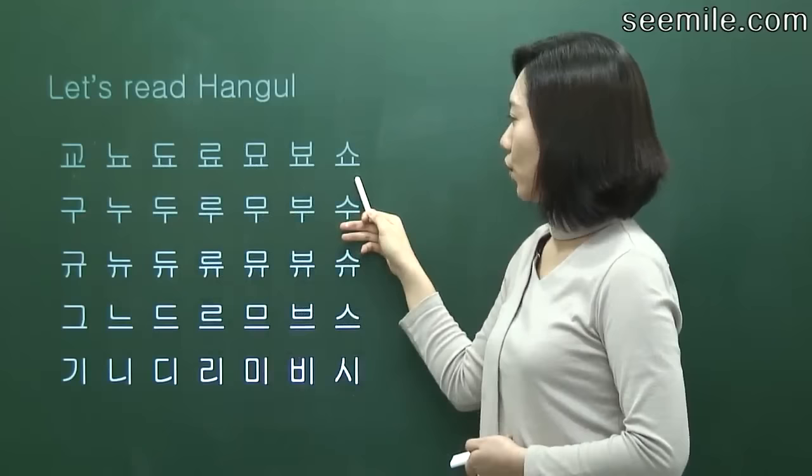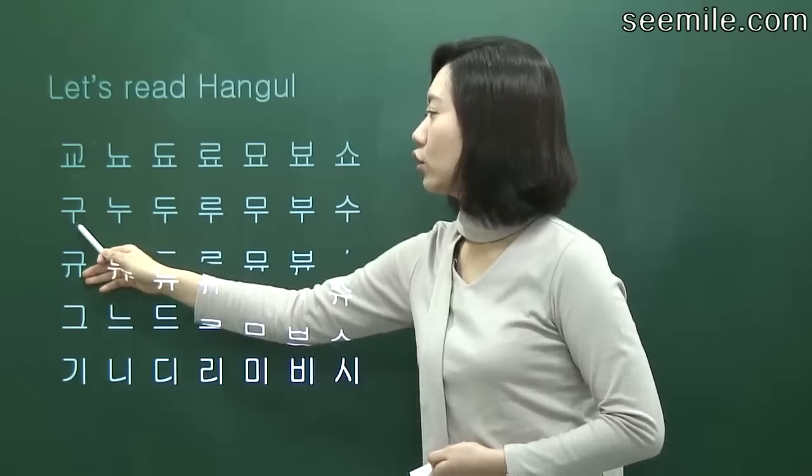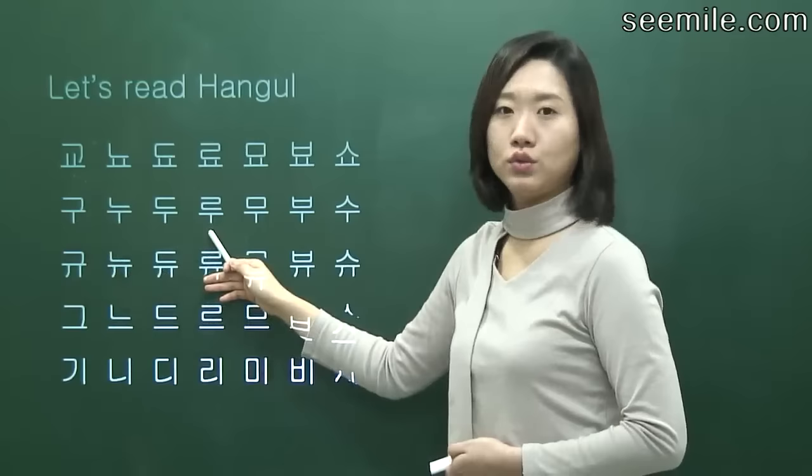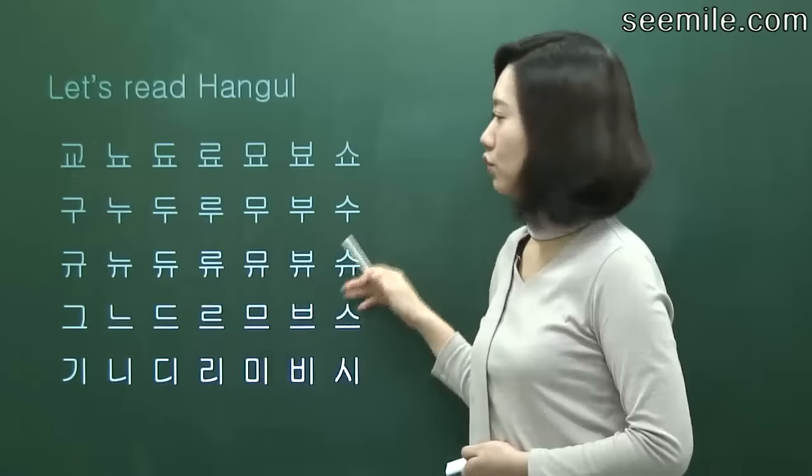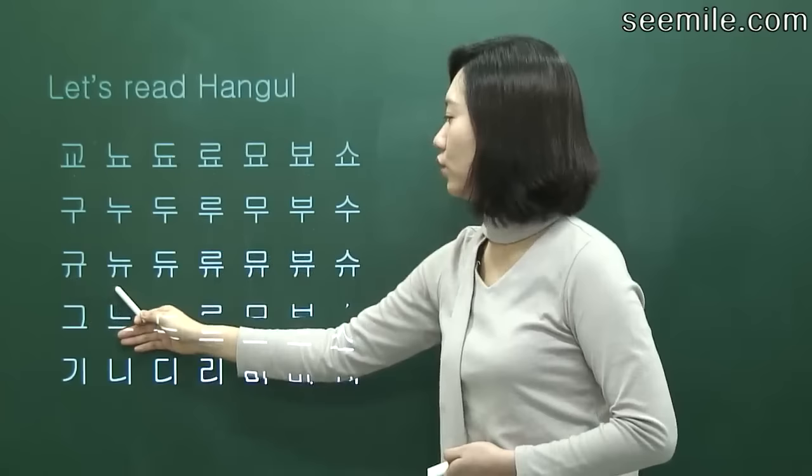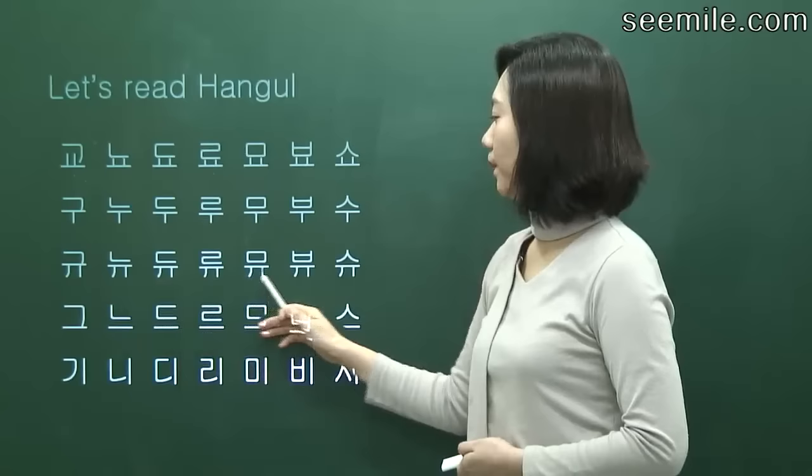And 우 sound. 구, 누, 두, 루, 무, 부, 수. 유 sound. 규, 뉴, 류, 뮤, 뷰, 슈.